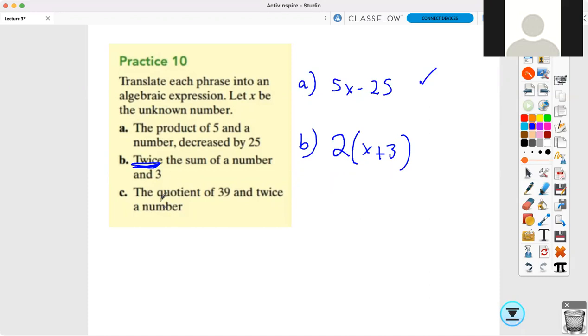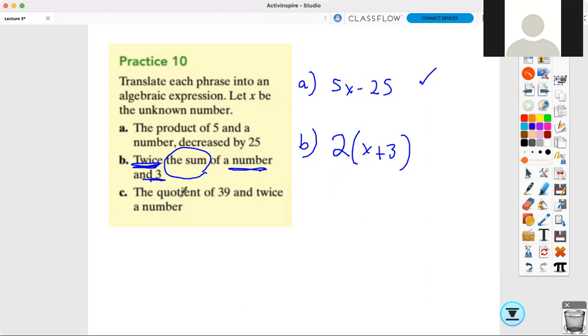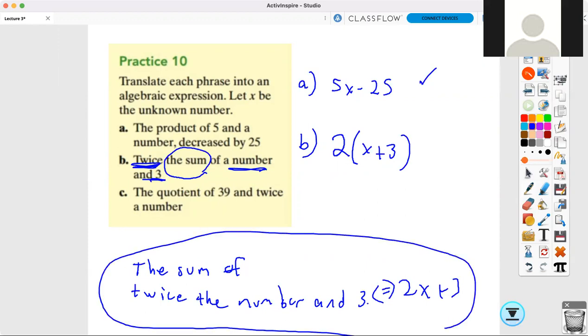Yes. Because we're twicing the what? What are we twicing? The sum. Of what? A number and 3. Twice the sum. So if it said twice the number, if it said the sum of twice the number and 3, that is what you first said, Jennifer, 2x plus 3. Does that make sense? You see the difference of the wording, how it says twice the sum. So we had to twice an addition problem.